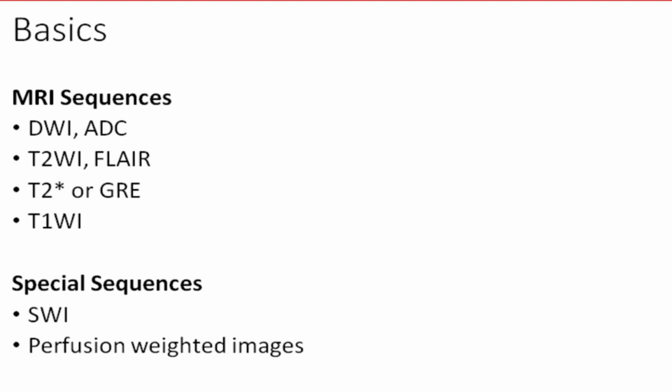Then T2 star or GRE, gradient echo imaging, and T1 weighted images. Naturally, there are other special sequences, but what I would like to emphasize are susceptibility weighted images and perfusion weighted images, because I believe special software is required for these particular imaging sequences, and they have their own importance, especially when we are looking at patients who are not typical, straightforward patients.